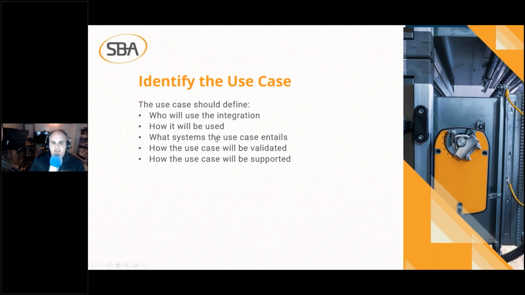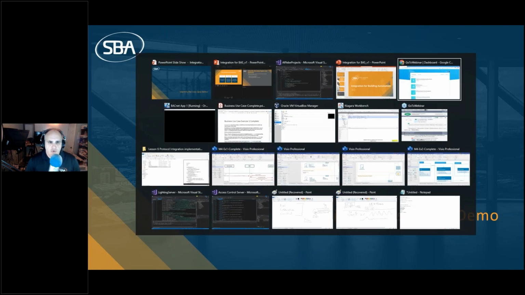What systems does the use case entail? What is in the use case? What systems are we using? And then how will it be validated and how will it be supported? So we're going to talk through identifying the use case. We're going to look at a couple PDFs real quick from our system integration bootcamp course. Let me find my PDF viewer wherever it went. Oh, let's see, where did it go? There it is. Here we go.